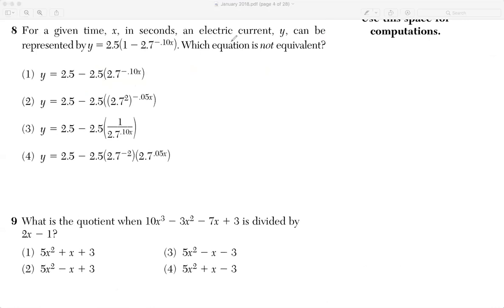So let's do it. It's saying it can be represented, which one is not equivalent. This is just like the other question that we did. You have to find out what is the same and what's not. So let's look at this. Let's distribute this 2.5 through.